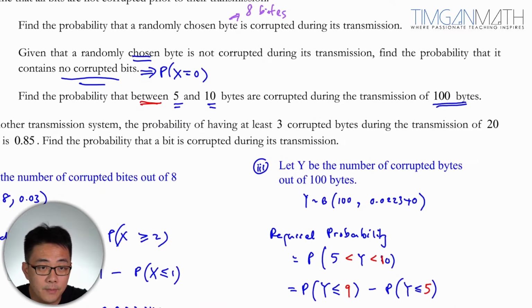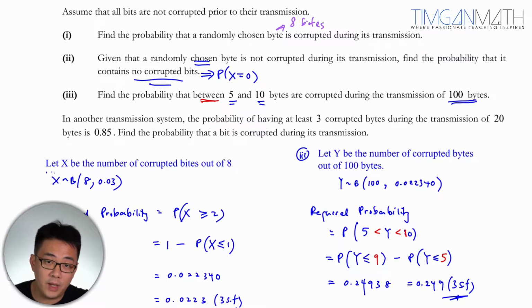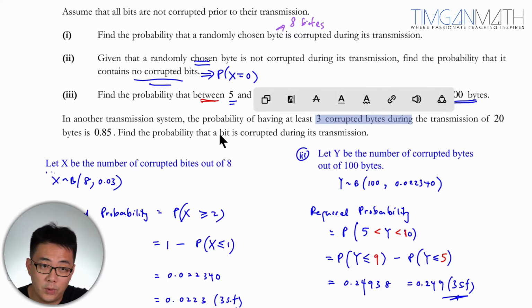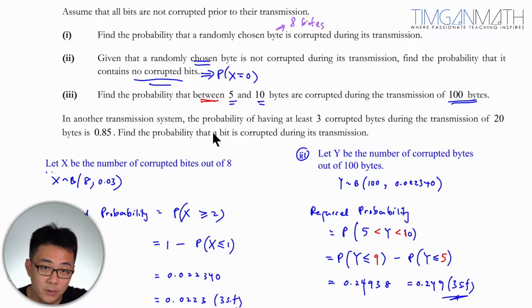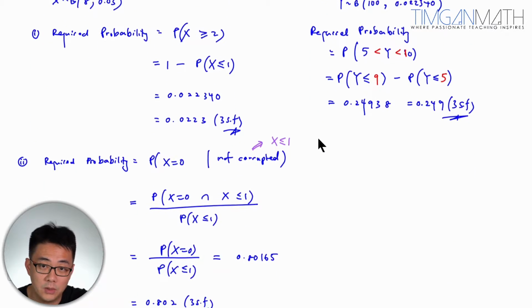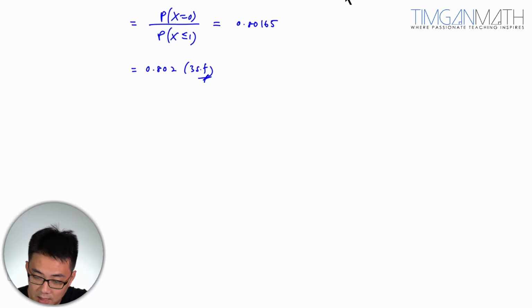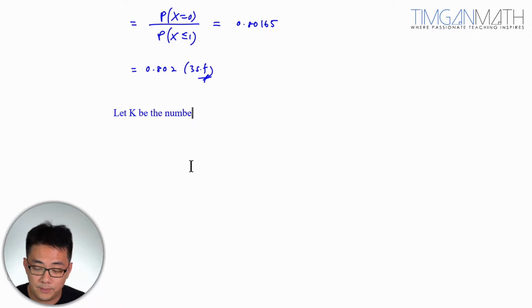So for the last part, in another transmission system, the probability of having at least 3 corrupted bytes during the transmission of 20 bytes is 0.85, and find the probability that a bit is corrupted during this transmission. Okay, so I'm going to use the same binomial distribution. But now let k be the number of corrupted bits out of 8 bits. Okay, so that's the thing there.